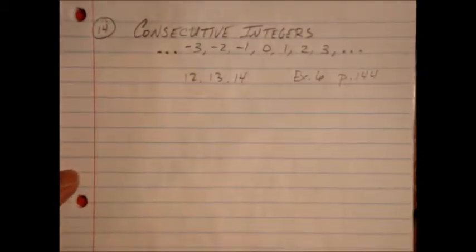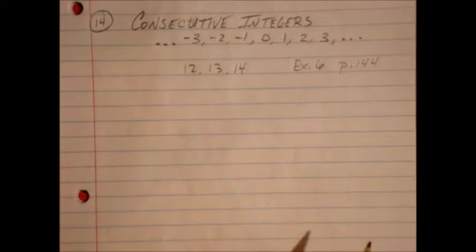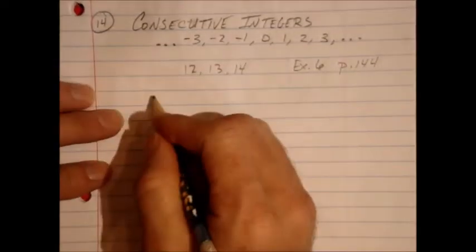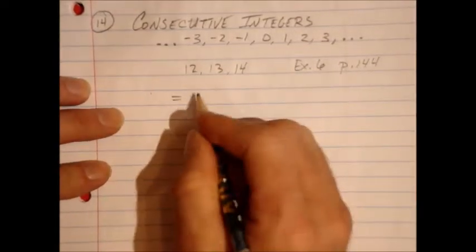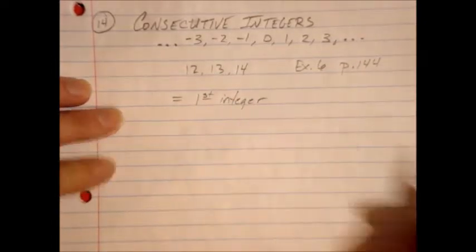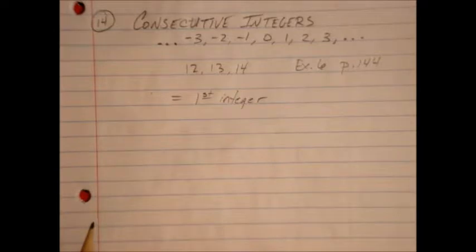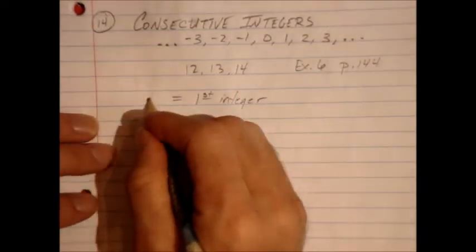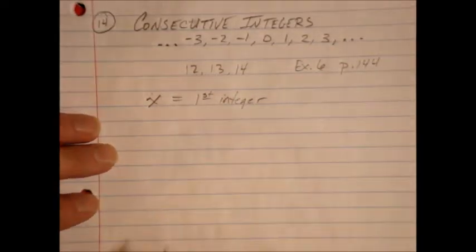So what you do is you just select a variable to represent your first integer. Give me a letter that I can use to represent the first of these 3 integers. Go ahead. Equals the first integer. I just need a letter, honey. Pick your favorite letter. X. X is going to be our first integer.